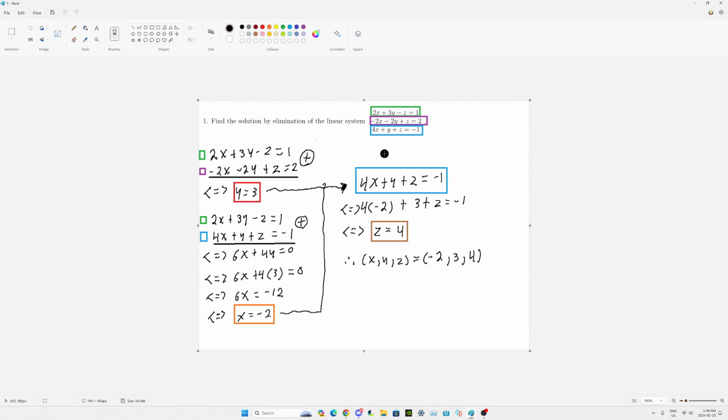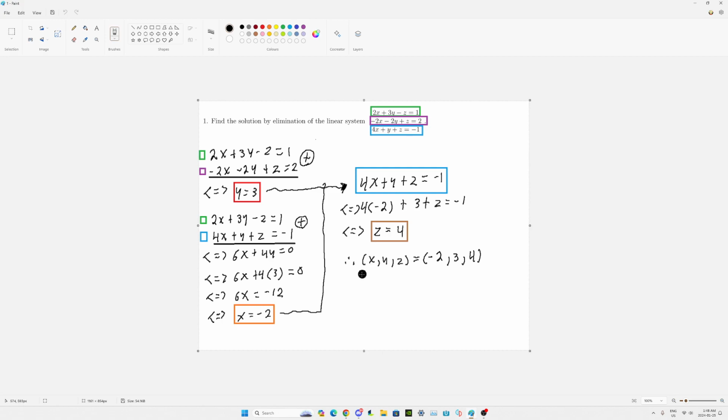So now we have an x and a y. All we need to do is just sub in our x and y into one of these 3 equations. I chose the last one because it has the least multiples, right? So we have 4x plus y plus z equals negative 1. Well, sub our x and y in, and then solve for z. Right, so we get this.